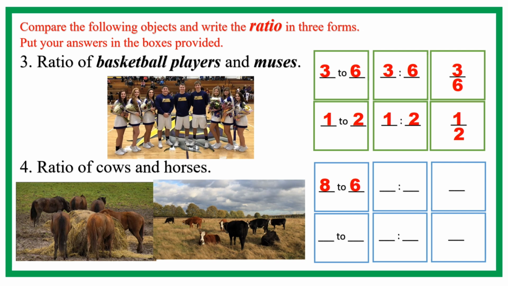We have 6. We can write it like this, or in fraction form, 8 is to 6. And I think we can simplify it by dividing both sides by 2, which gives us 4 is to 3. We can write it like this, or in fraction form. So, for every 4 cows, we have 3 horses. That is the ratio of cows and horses.